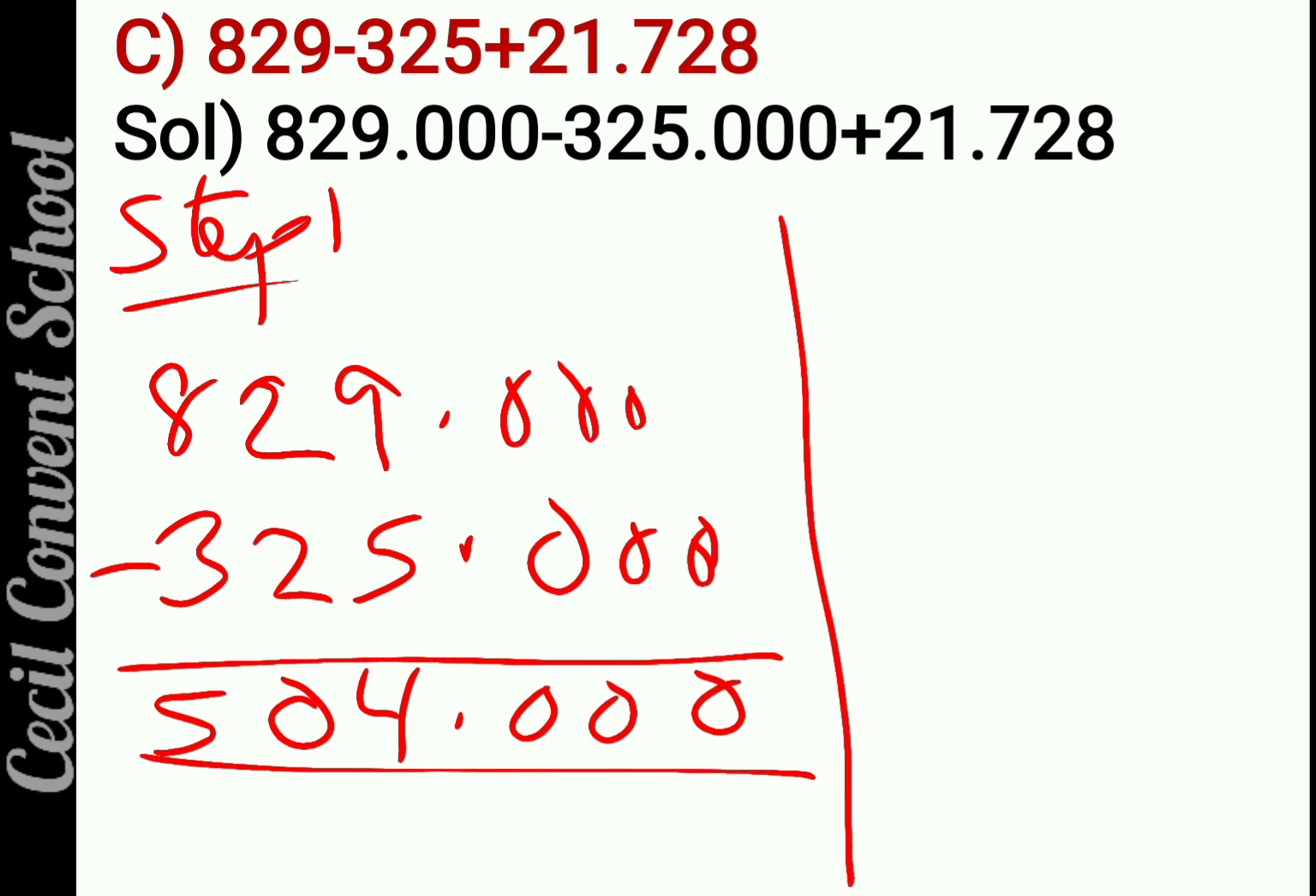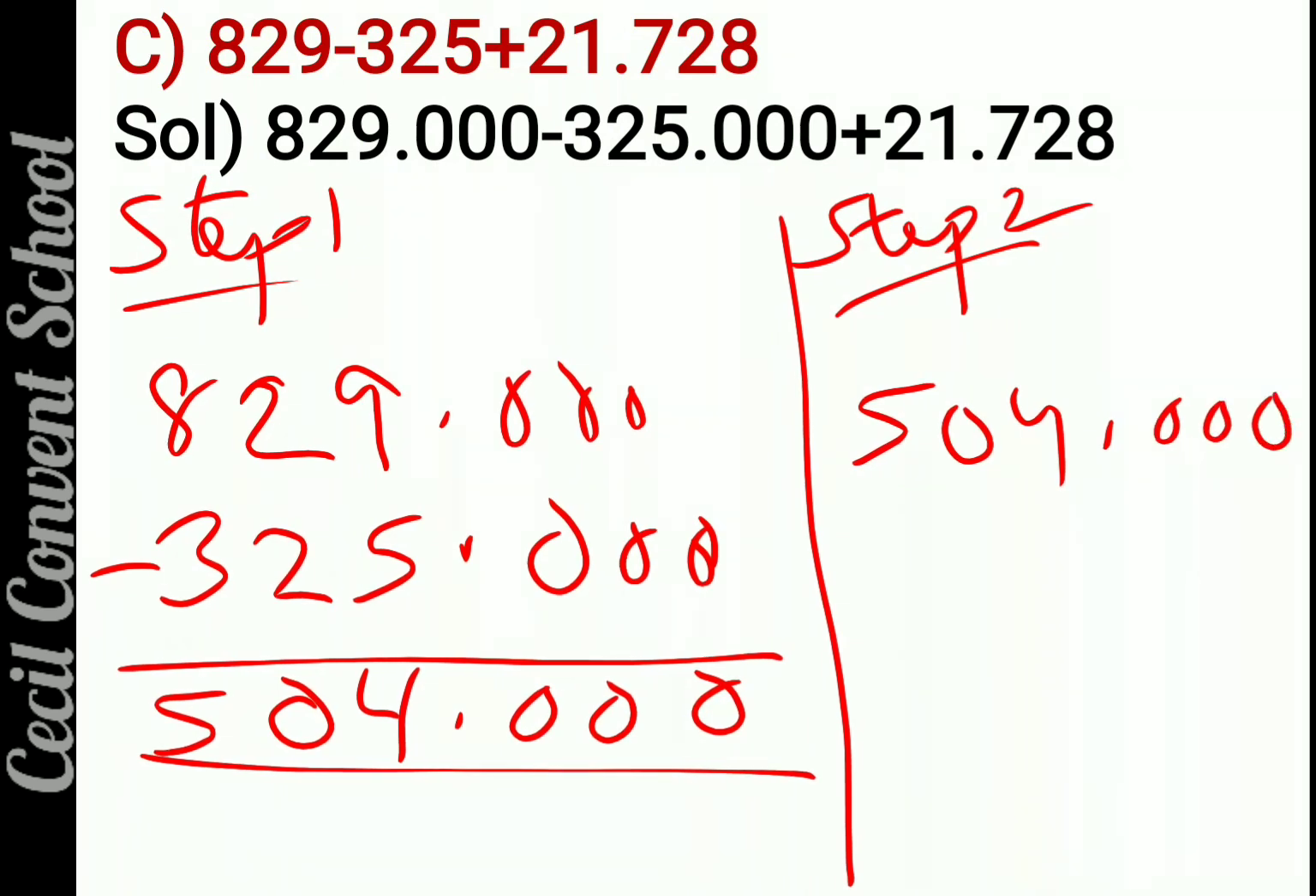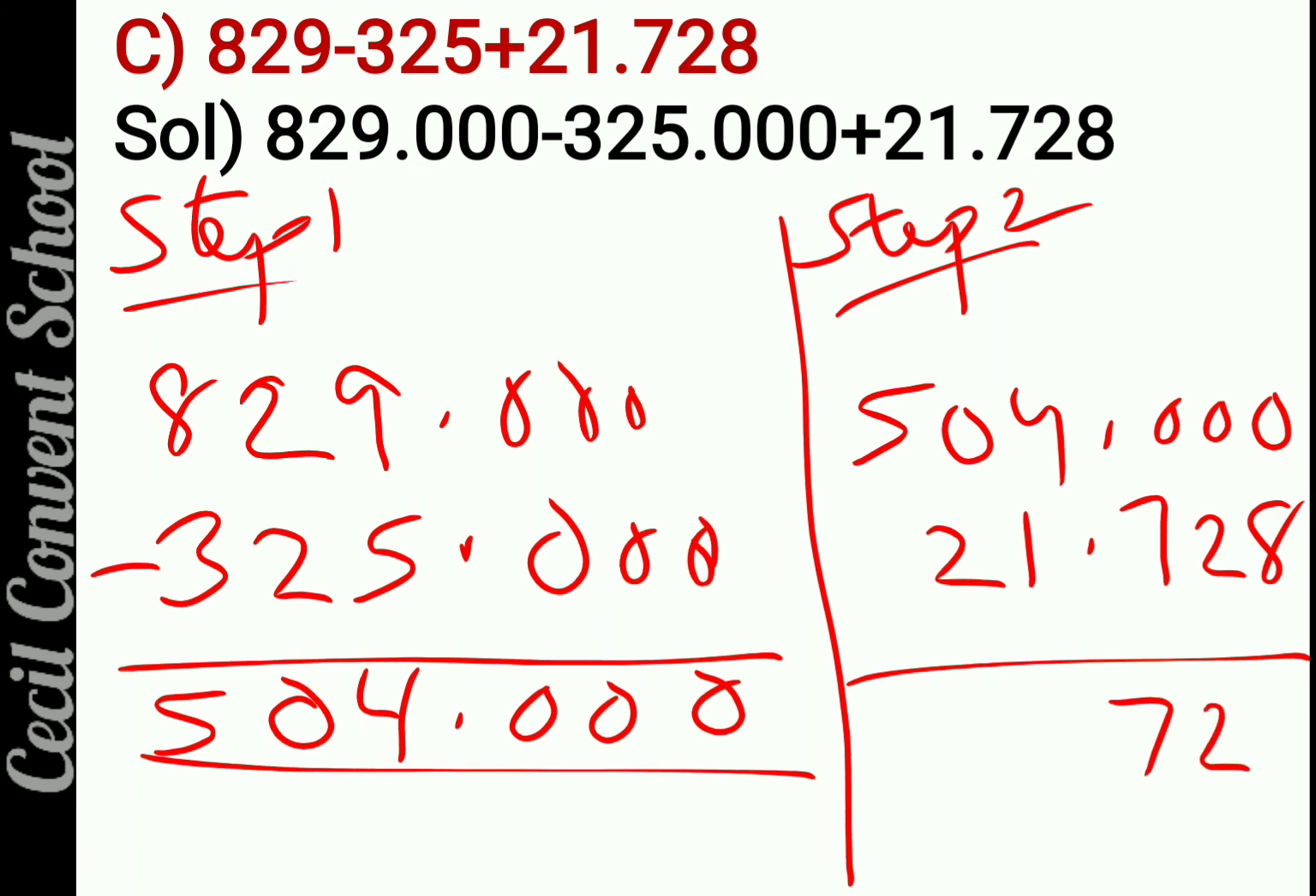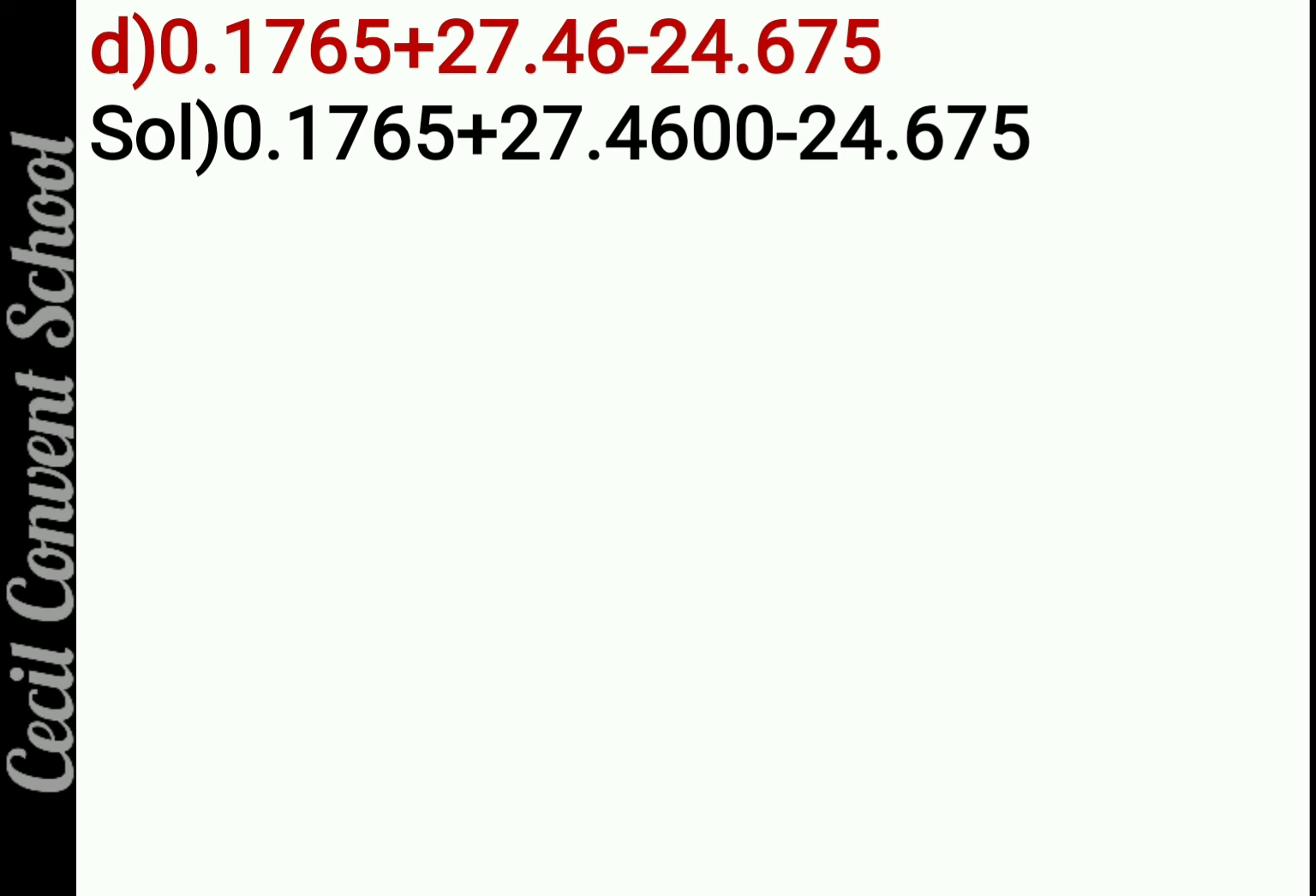Now in step 2 you have to plus them. 504.123. Then 21.728. If you plus these numbers, the answer comes 728, because when you add 0 to any number you get the same number. 4 plus 1 is 5. Clear? 0 plus 2 is 2 and 5 will come as it is. So this is your answer. Clear, students? Now we do D part.